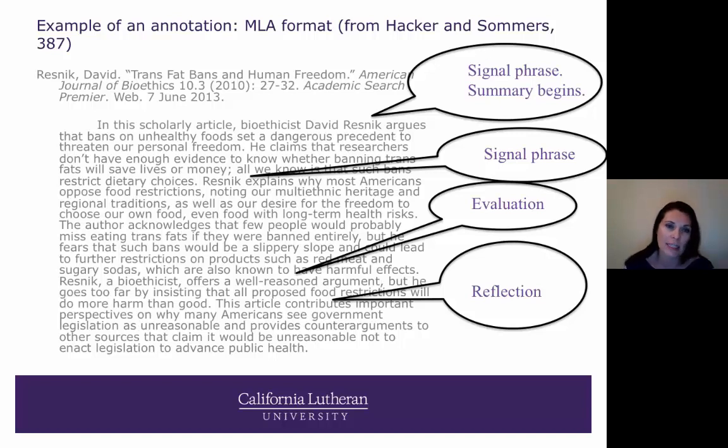So this is an example of an annotation that's a paragraph. Most of the time when you're writing an annotated bibliography, you're going to be asked to keep your annotations to about a paragraph. So this student has been able to get in a summary, a very, very short evaluation, a little bit of a reflection. So it's a fairly good example of what you can expect for an annotated bibliography.